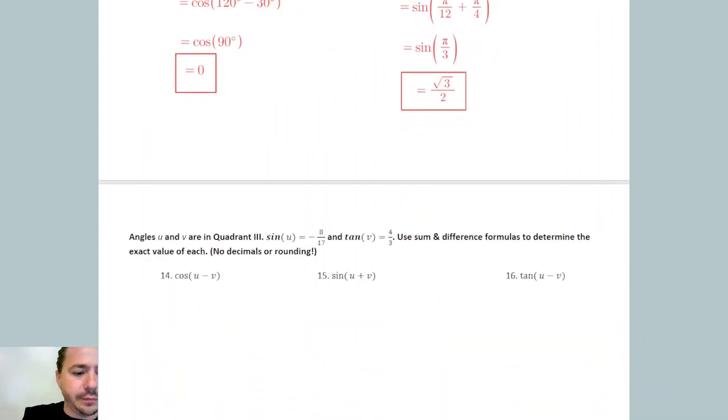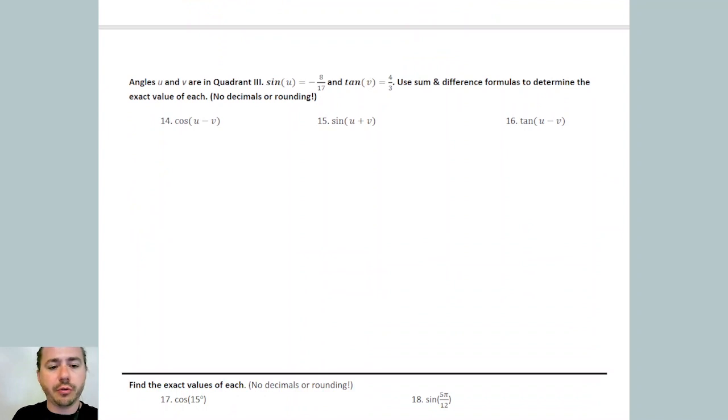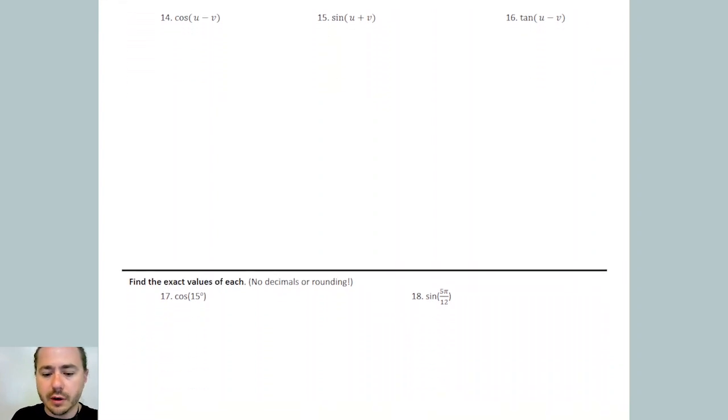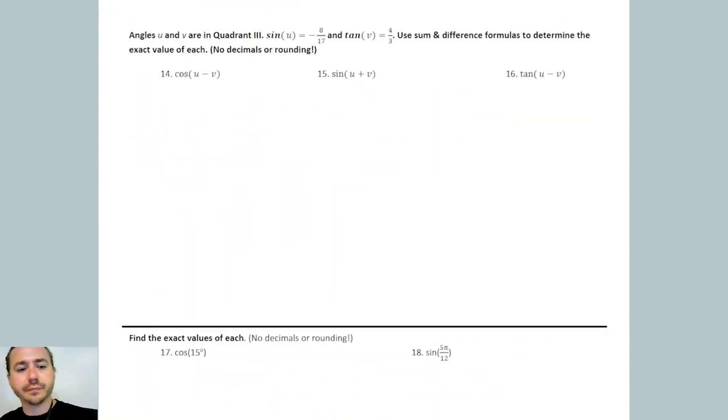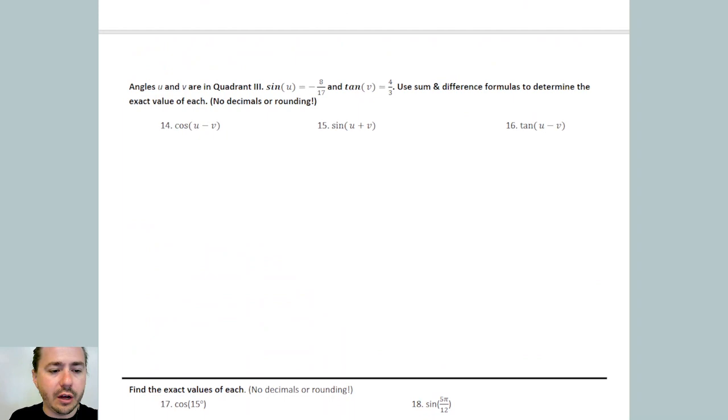Okay, moving on. It says angles u and v are in quadrant 3. Sine of u is negative 8 over 17, and tangent of v is 4/3. Use the sum and difference formulas to determine the exact values of each. All right, so we still have a decent amount of room left. Over here, we're going to sketch a diagram using these two pieces of information and the fact that we're in quadrant 3. So we'll sketch a diagram for each one.